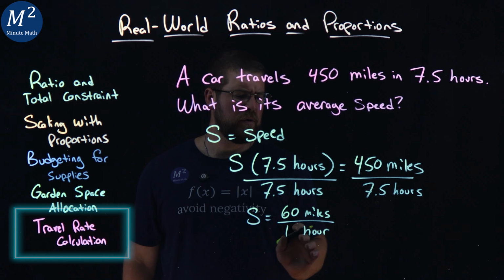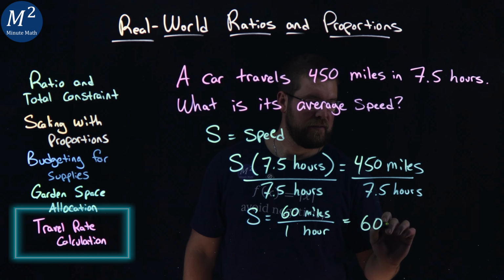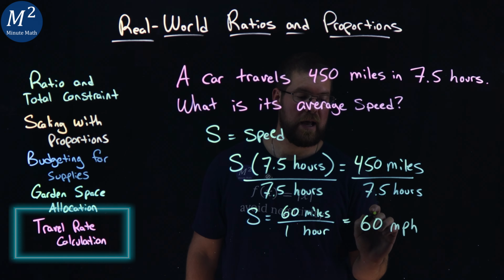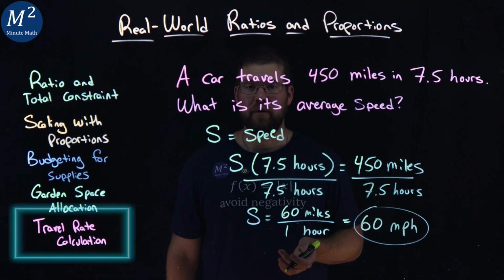It's a unit rate right here, 60 miles per 1 hour, or we can just write this as 60 miles per hour. And so the average speed of the car is 60 miles per hour.